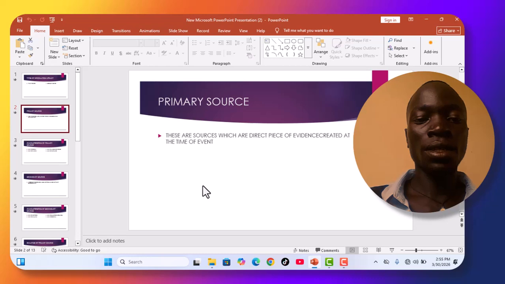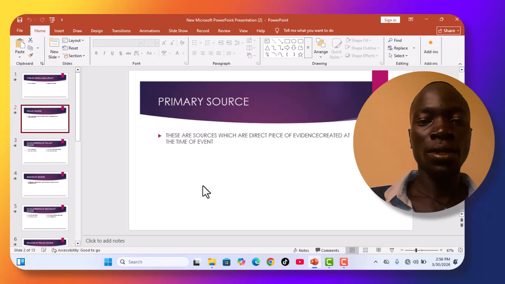Primary sources, these are sources which are direct pieces of evidence created at the time of an event. So these are sources that are direct to someone. You get them immediately from somewhere. They are not encroached upon, but they are direct, and it is a primary source. First-hand information you get. For instance, let me say like that is one of the primary sources. So straight we shall move to the characteristics of the primary sources.